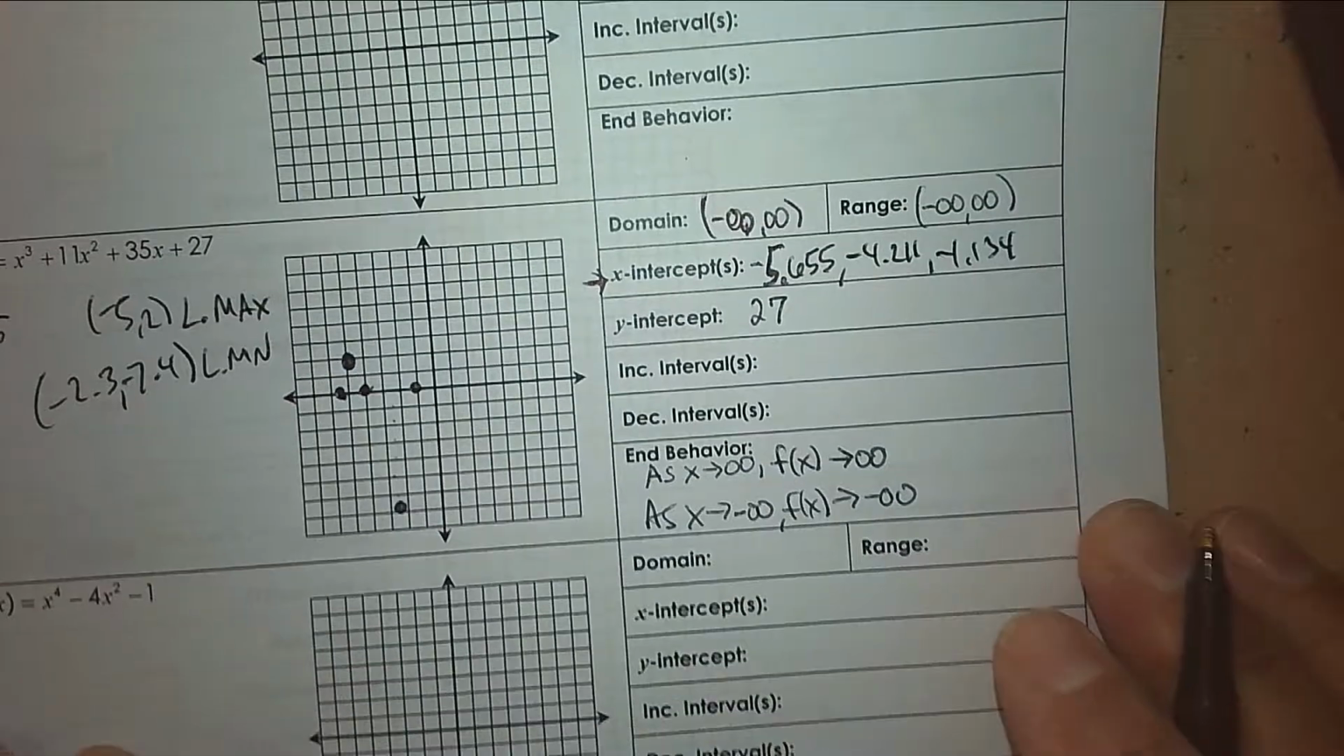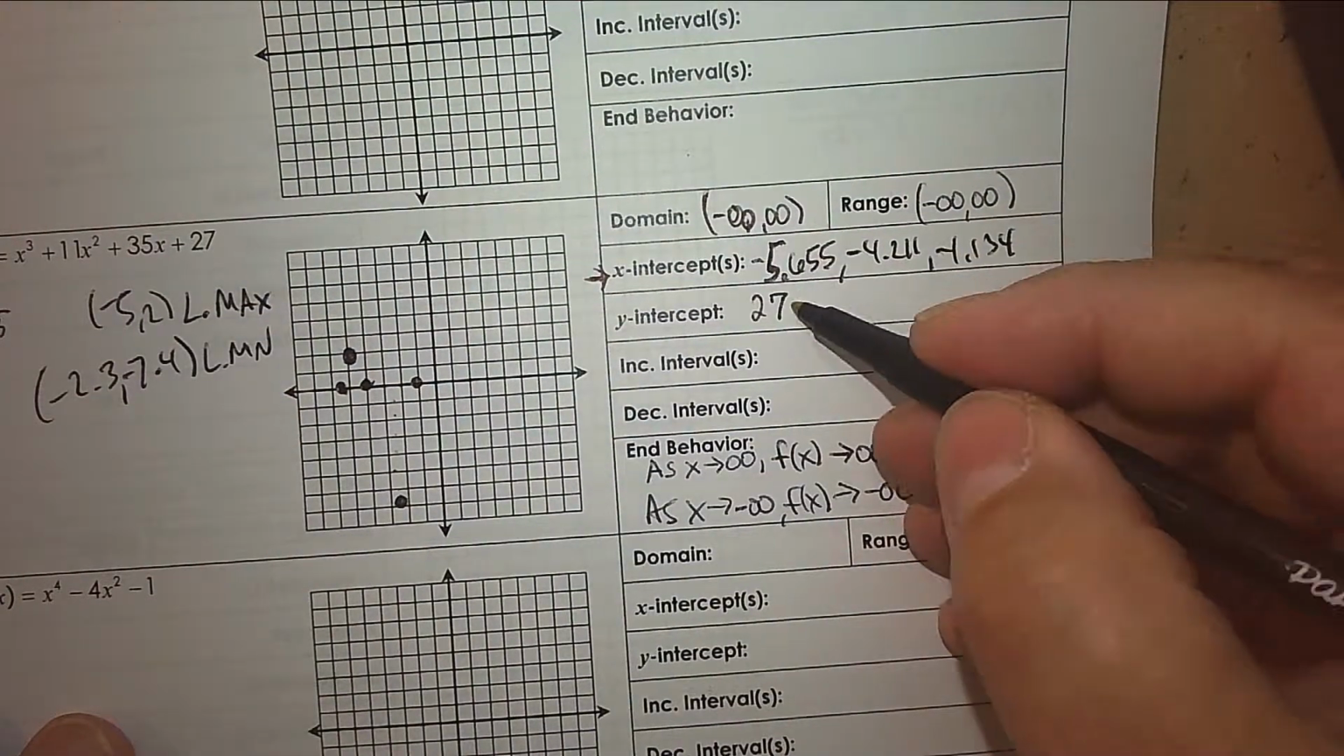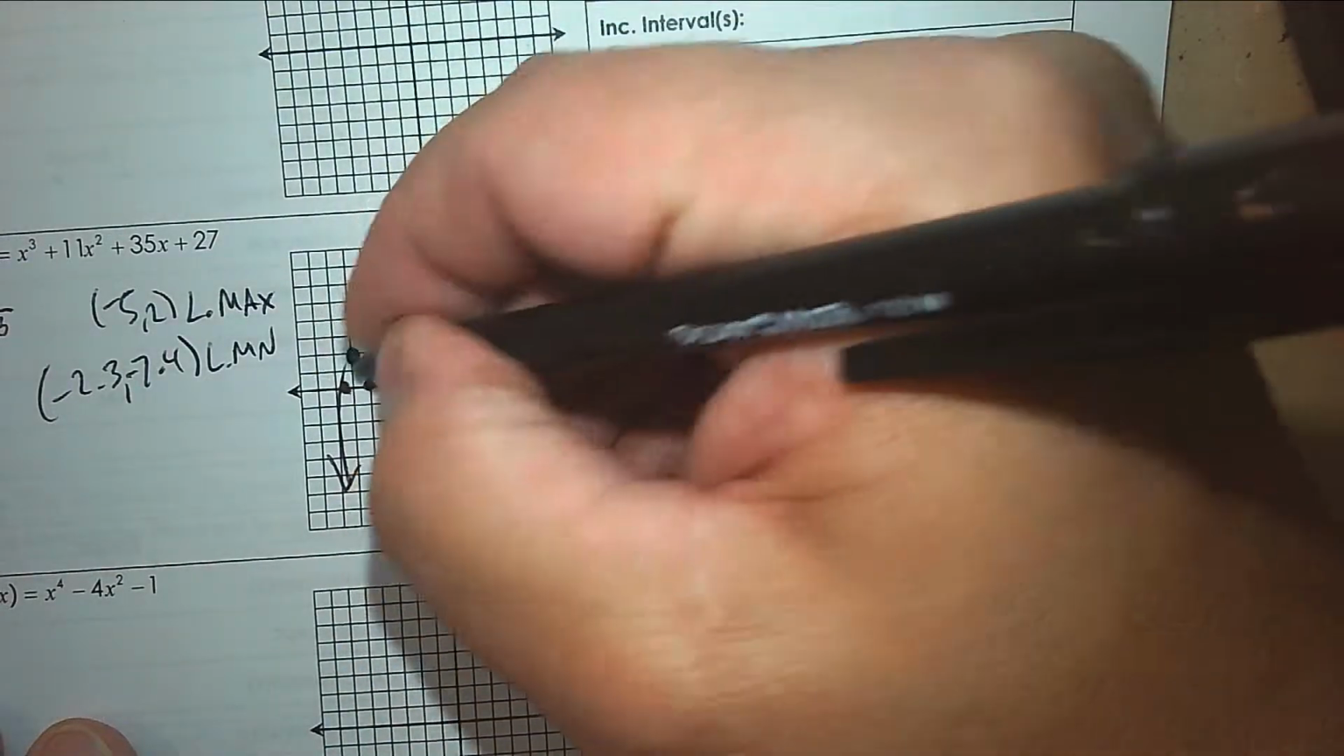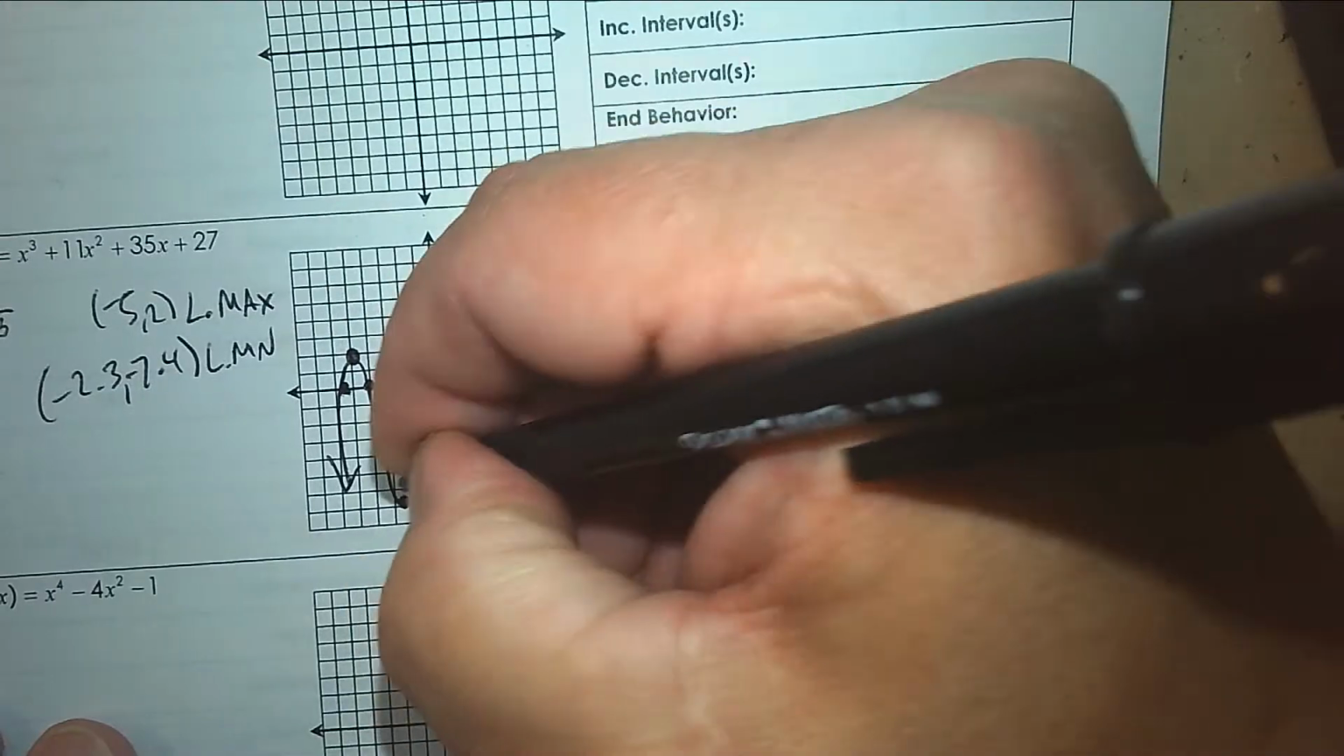So, once I have my zeros, my y-intercept is too big for my graph. Then I make sure I connect this with a smooth and curvy graph.